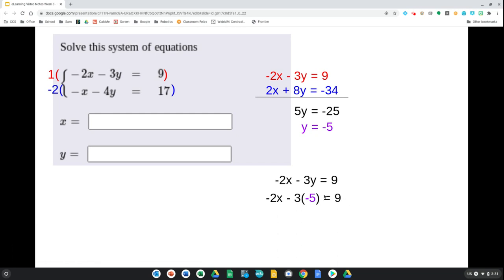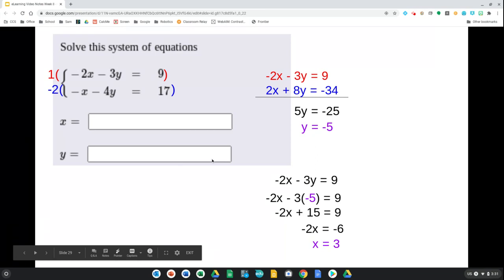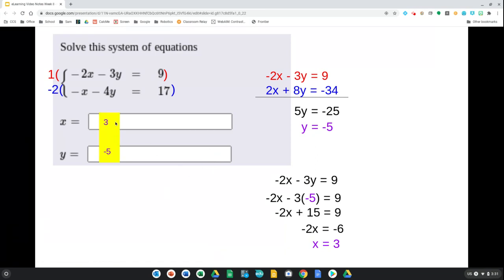So that -3 times -5, don't let that confuse you. That just means plus 15. So now it's -2x plus 15 equals 9. So what's our answer to that equation? Well, you should subtract 15. That gives you -2x equals -6. Divide by -2, and we get x equals 3. And so in our answer, we know x is equal to 3, y is equal to -5. And so put 3 in the top box, -5 in the bottom box. So that's the idea of solving a system of equations by elimination.